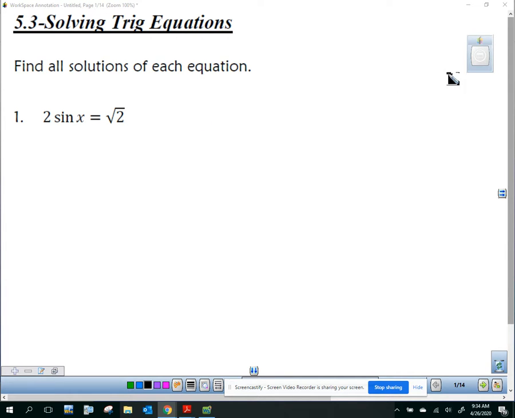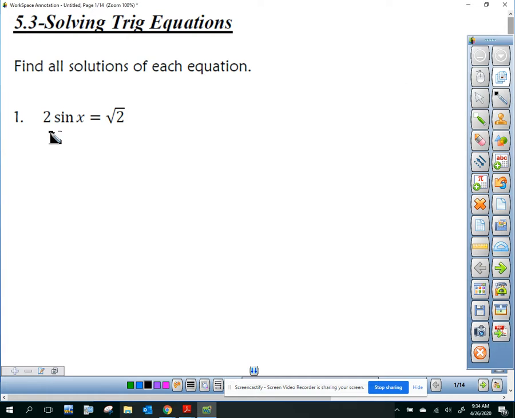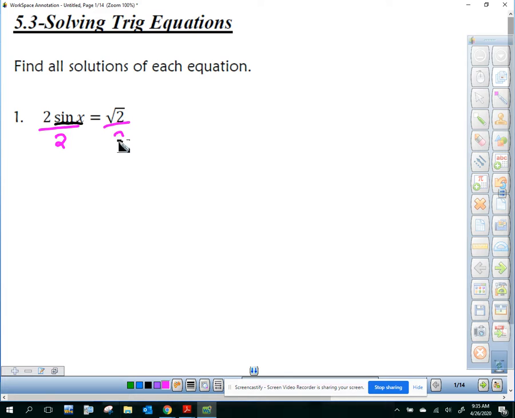So remember, when we're trying to solve trig equations, the first step is to isolate the trig expression, in this case sine of x. So to get that by itself, the first thing we'll do is divide out that coefficient of 2. What you do to one side, you do to the other. So now we've got sine of x is equal to root 2 over 2.